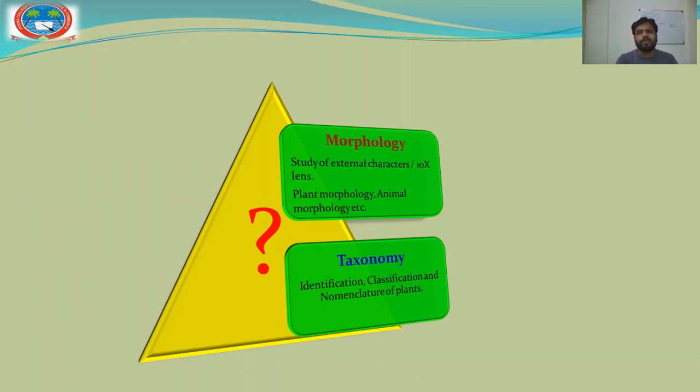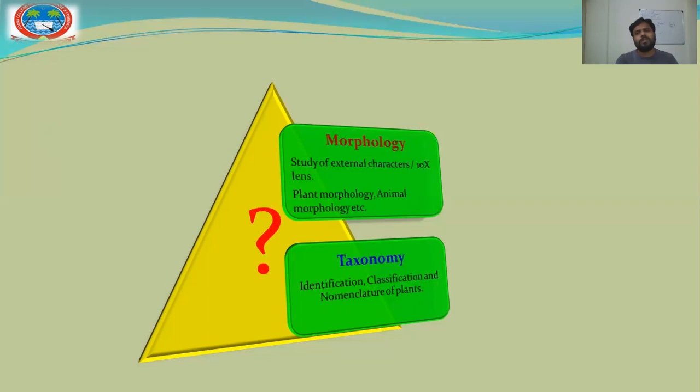Now this morphology is extensively used in the field of taxonomy. Now what is taxonomy? Taxonomy is a branch of science which deals with the study of identification, classification and nomenclature of organisms. That is called taxonomy. If you are studying a plant, it is called plant taxonomy. If you are studying animals, animal taxonomy, bacterial taxonomy and so on. So this is about morphology and taxonomy.